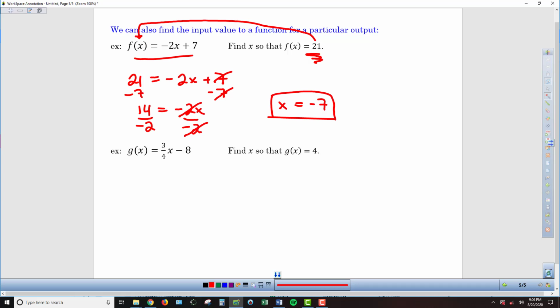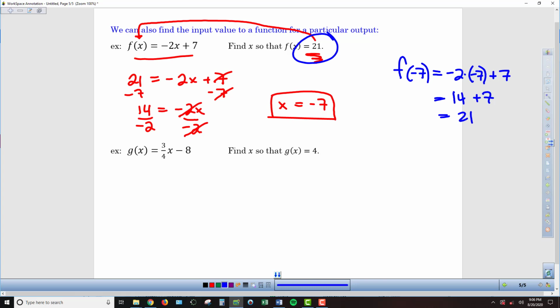And I could go ahead and do that as a check if I wanted to. So if I plug in negative 7 for x, I'm going to go negative 2 times negative 7 plus 7. And so negative 2 times negative 7 gives me 14. 14 plus 7 indeed gives me 21, which is the number that I was supposed to get as the output. So we can see that it works.